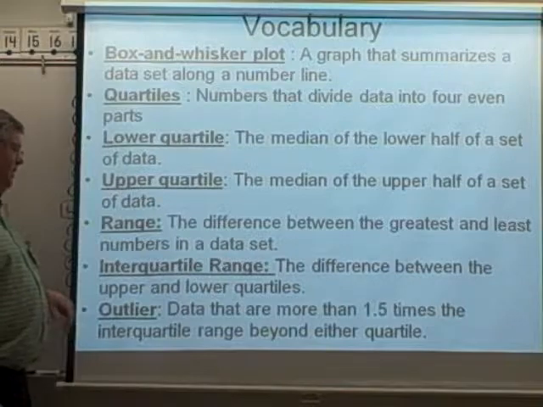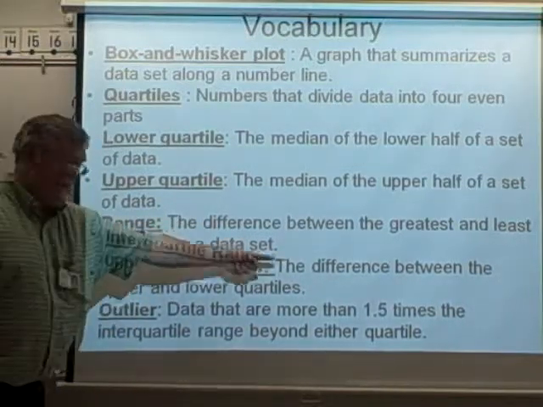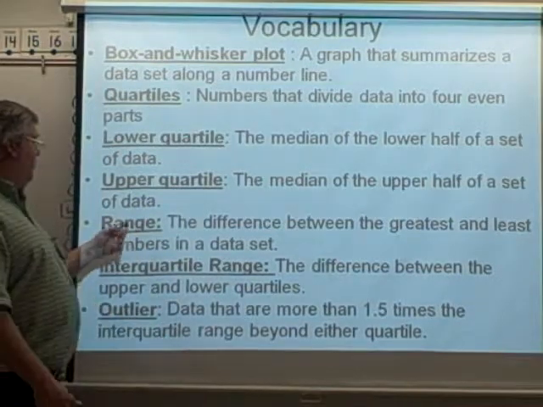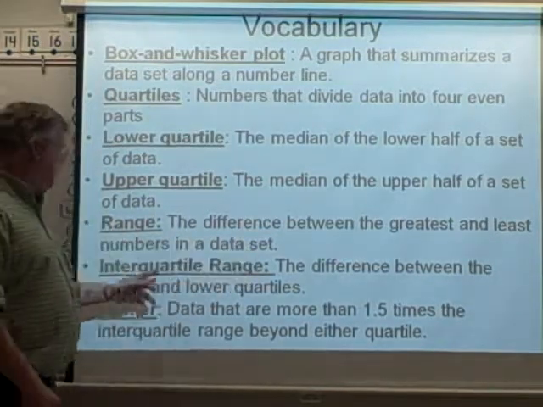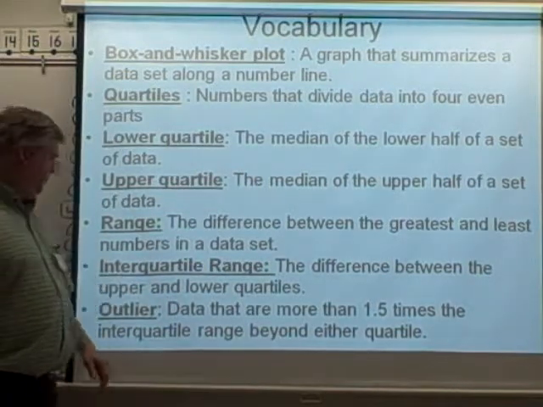Interquartile range is the difference between the upper quartile and lower quartile. Range, difference. Both of them are a difference. The range itself is the range of all the numbers. The interquartile range is the range from the upper and the lower.